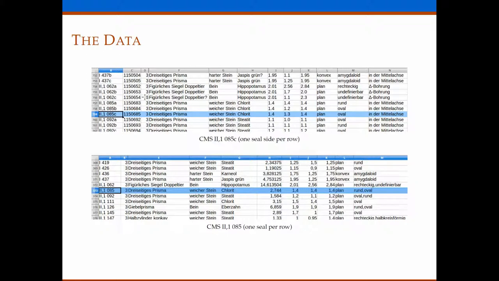So what I have is two tables, one which collects the information for one seal in one row, and then a second table which collects the information for one side of a seal in one row. But what I want to concentrate on is the table that collects the information for one seal on one row.